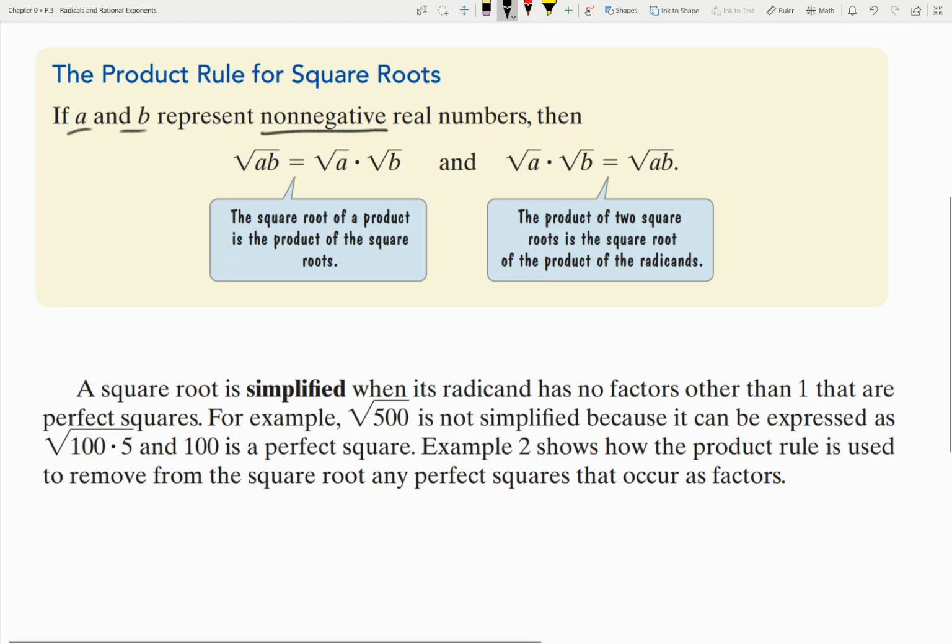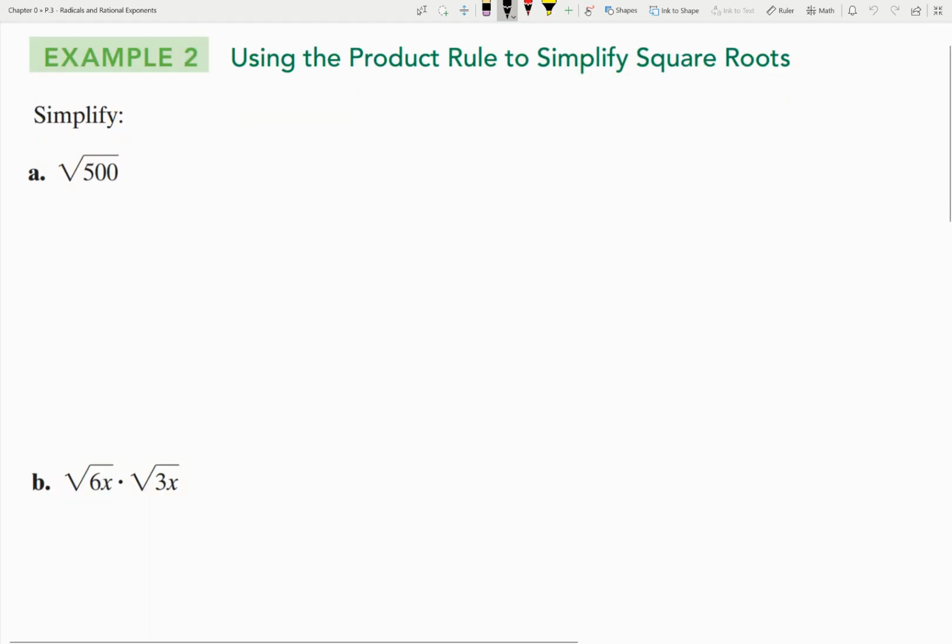And a square root is simplified when its radicand has no factors other than 1 that are perfect squares. Like the square root of 500 is not simplified because it has a factor of 100. That's a perfect square. Okay, so the goal is to factor those out. And that's exactly what we're going to do with my first problem here. The way that I simplify the square root of 500 is I separate it into the largest perfect square factor that I can think of that goes into 500.